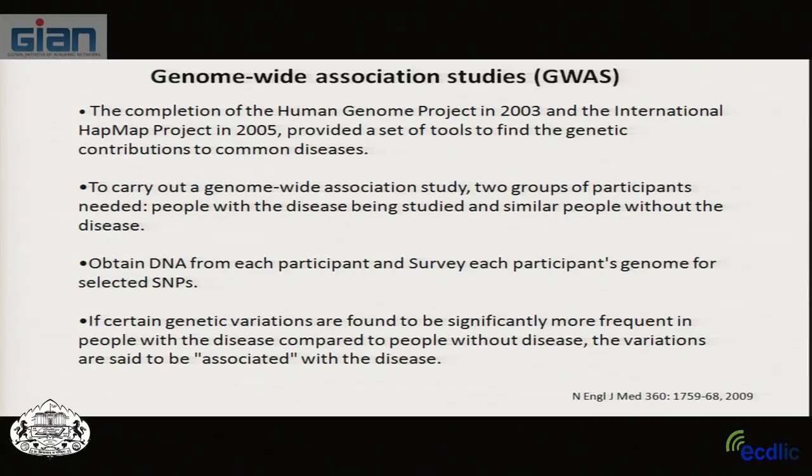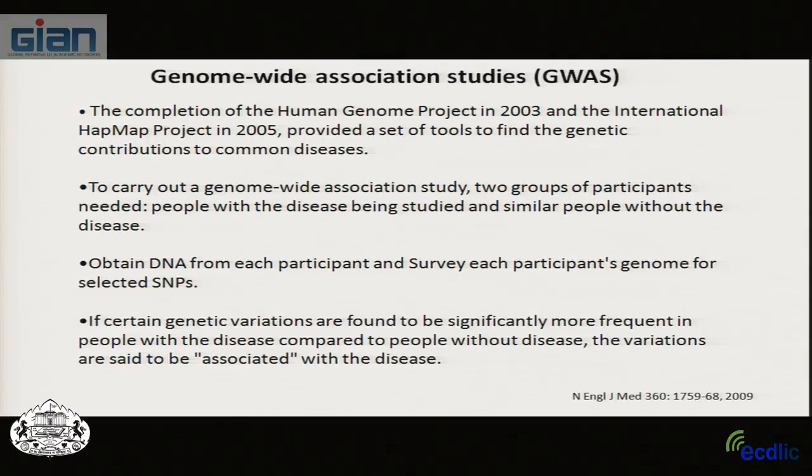So now, in the last few years, about 10 years, people have different approaches to look at this. One approach, because of the human genome sequence and the ability to do high-throughput gene sequencing, is genome-wide association studies, GWAS. This is what I just told you: the completion of the Human Genome Project and the International HapMap Project in 2005.